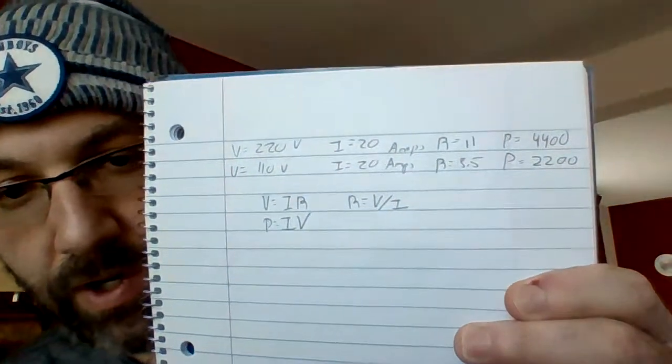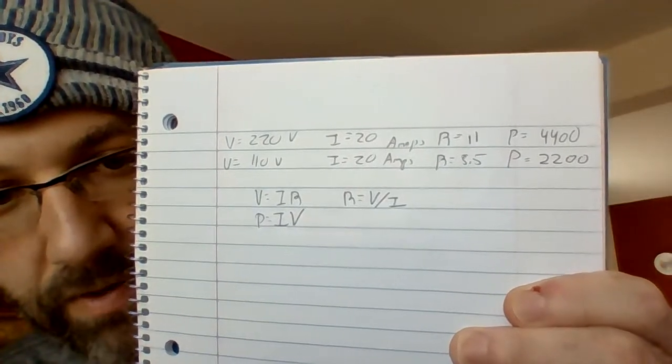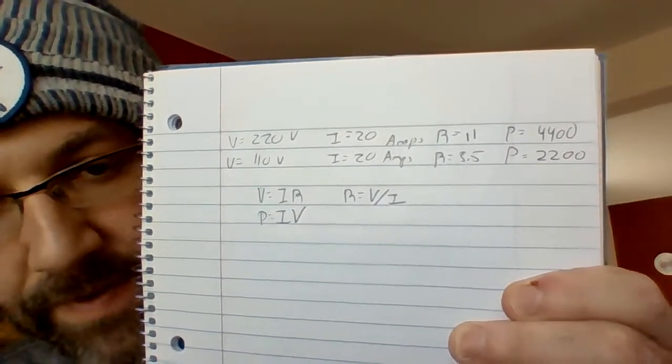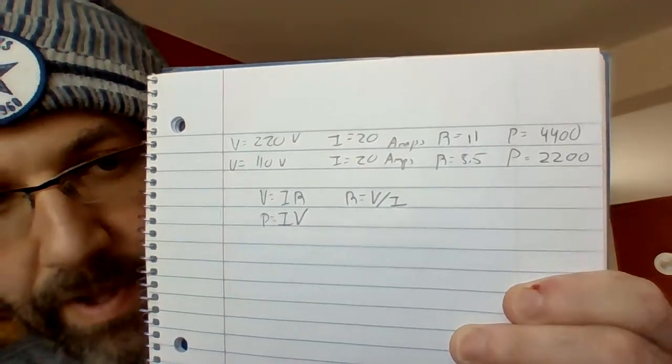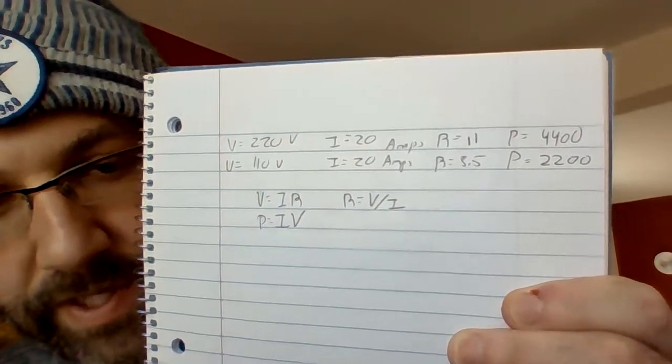So the resistance for the 220 is 220 divided by 20. That's 11. And then the power for that would be 220 times 20, and that's 4,400. And then we'll do the same thing. The resistance for the other one is 5.5 ohms, and the power rating is going to be 2,200 watts. So those are the answers for number three, straight across. The top line is everything for the 220 scenario, and the bottom line is for everything for the 110 volt scenario.